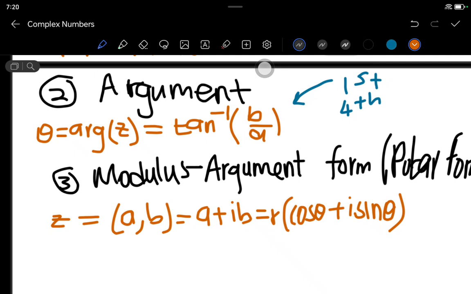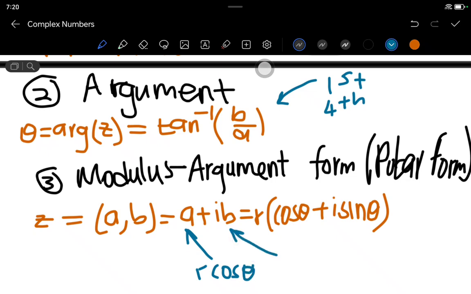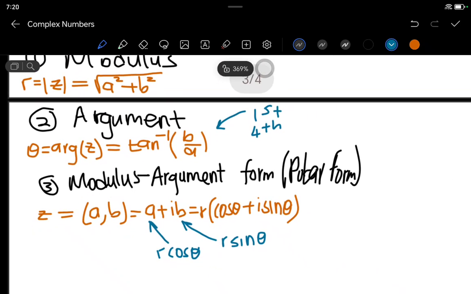So now, what does this tell us? This tells us that A is equal to R cos of theta and B is equal to R sine of theta. This is what this tells us, right? Now, this is what we're getting from this. If I was to substitute my A to be R cos of theta and my B to be R sine of theta, at the end I would get this solution.